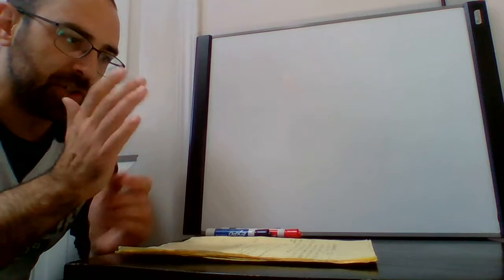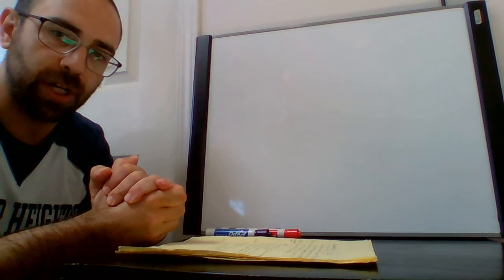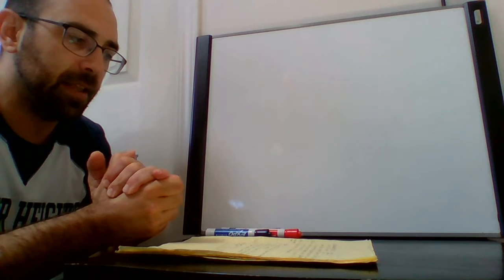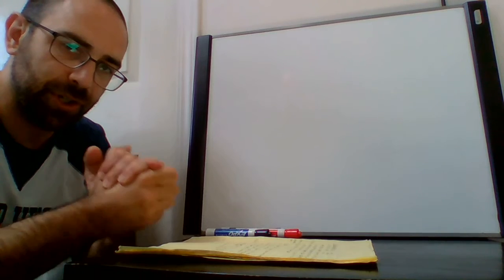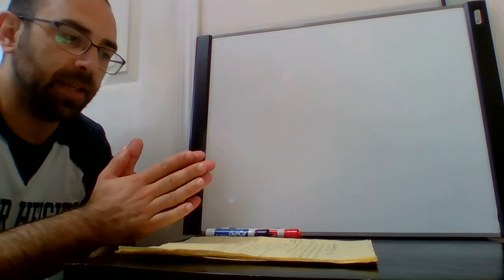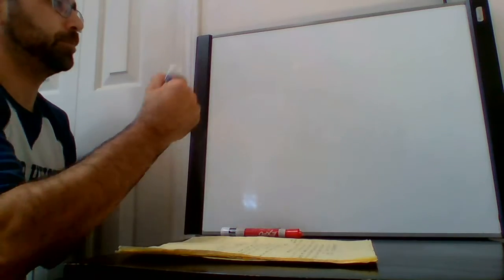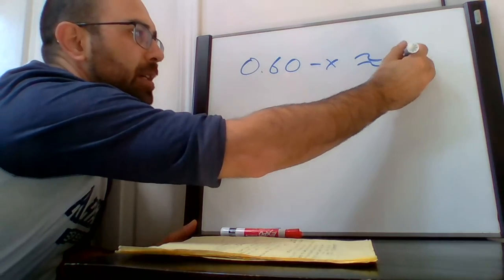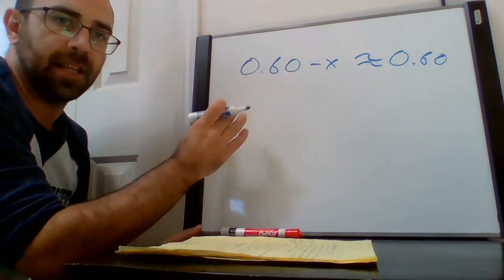Okay. And there's also this assumption that we're making to avoid the quadratic equation. This is known as the 5% rule. Essentially, if the concentration of our acid is 1,000 times larger than our Ka value, which is most of the time, then we are going to make the assumption that, in this case with this X, 0.60 minus X is approximately 0.60.